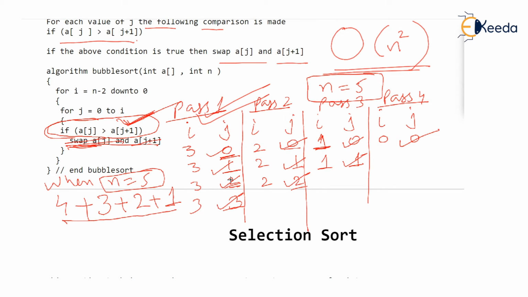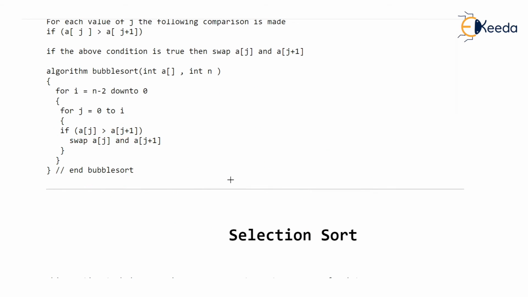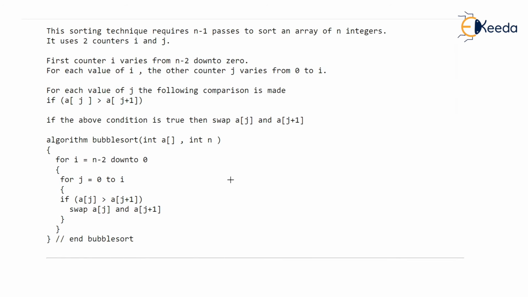So in general, for any given value of n, the number of comparisons is n minus 1 plus n minus 2 plus up to 1. Just check this. For n equal to 5, this was 4, isn't it? n minus 1, then n minus 2, up to 1. Now, I guess you know that this is an arithmetic progression, isn't it? How many comparisons is bubble sort doing? The number of comparisons bubble sort is doing is n minus 1 plus n minus 2 plus this goes on plus 3 plus 2 plus 1.